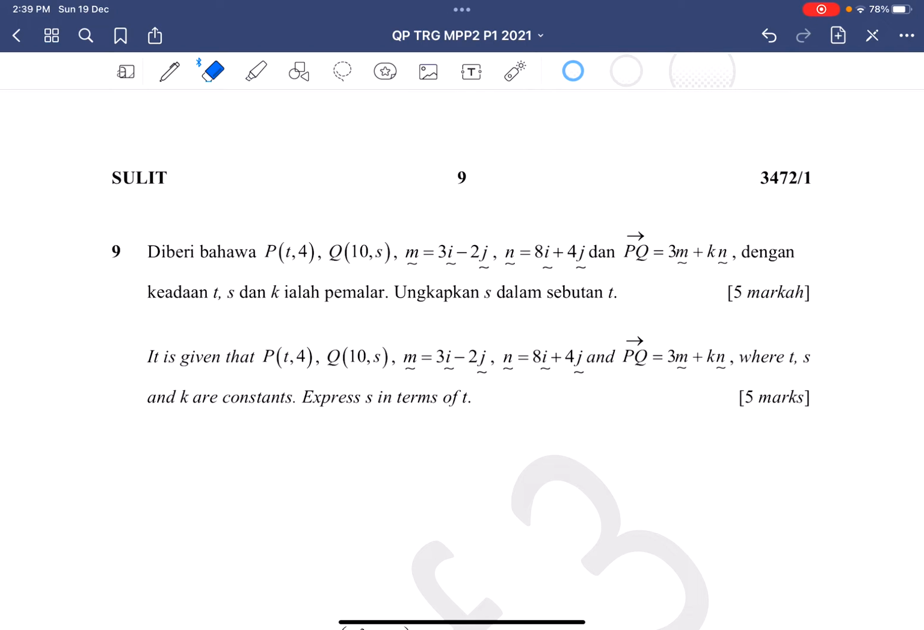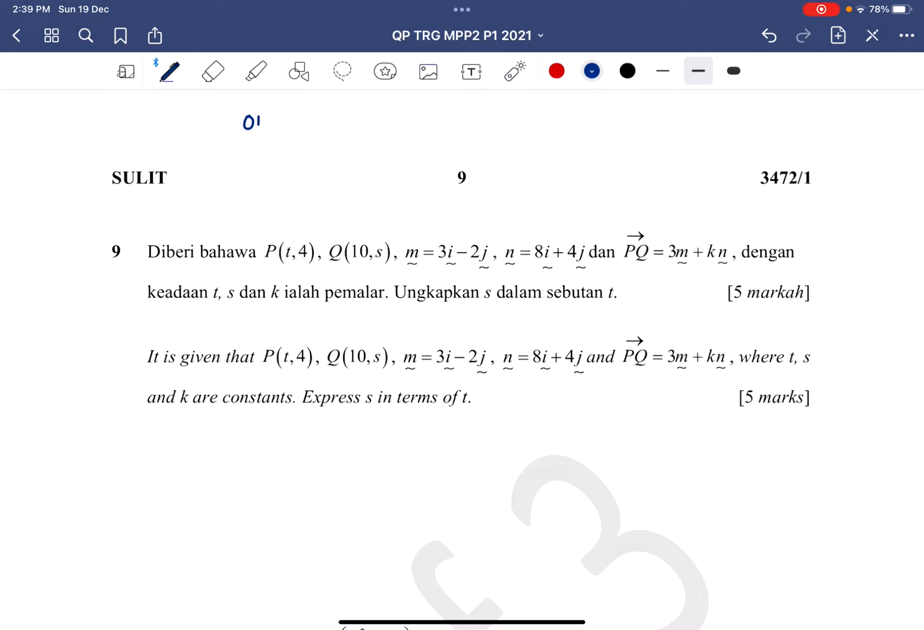Okay, so for Terengganu MPP2 paper 1 question 9 is actually a vector type of question. So they give us some information and they ask us to express s in terms of t. For the first step, you need to know how to convert or express your coordinates in terms of vector form. So I will write it as P, coordinates (t, 4).